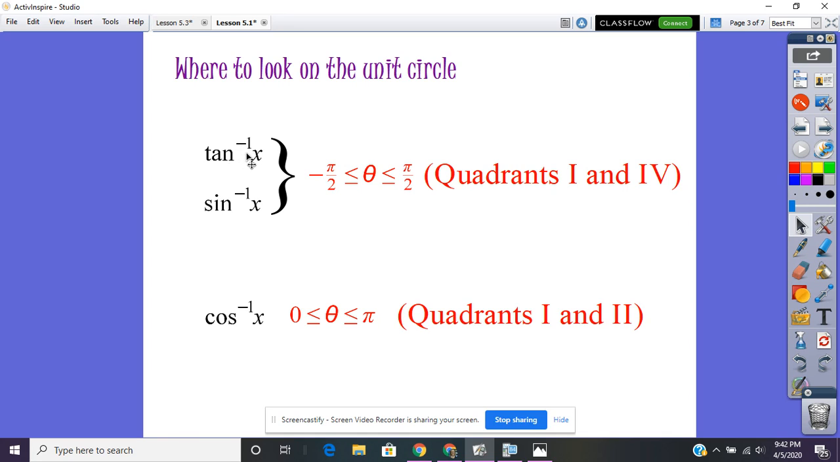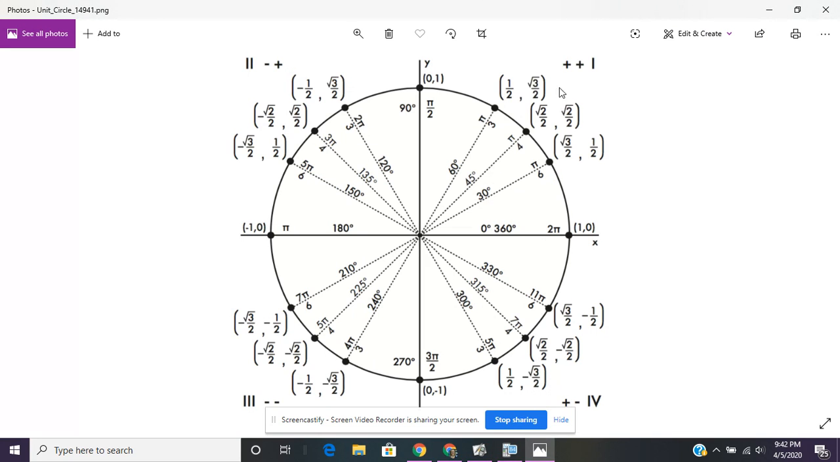For sine inverse and tan inverse, you're going to look in quadrants 1 and 4, so really down that whole right side of the unit circle. For cosine, you're going to look in quadrants 1 and 2. The reason is that cosine values are exactly the same in these two quadrants. So that's why we want to look in these two, where the cosine values run the whole gamut of what they can be. And then sine and tan are opposite values here. So we'll look for sine and tan within these two quadrants and cosine within these two quadrants.